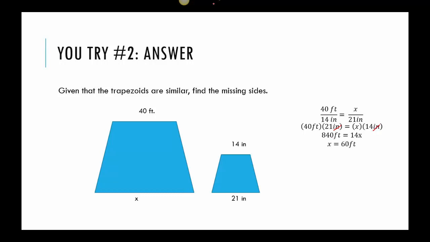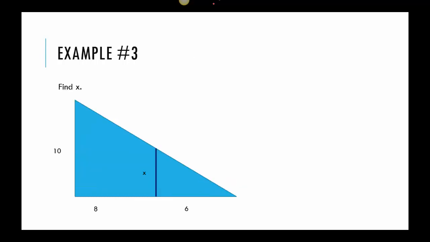So there's my bigger, and it makes sense that 14 was smaller than 21, 40 is smaller than 60. There should be little things that hopefully make you feel good about your answer. So let's change up the look a little, and I'll go back and do an example for you.